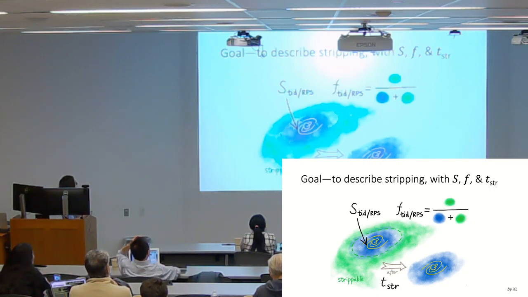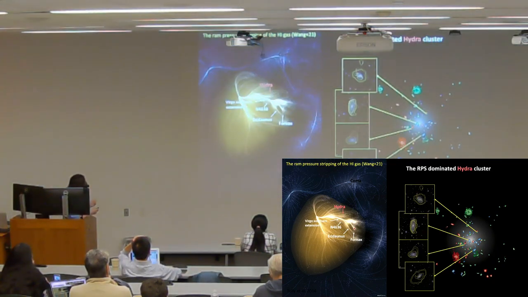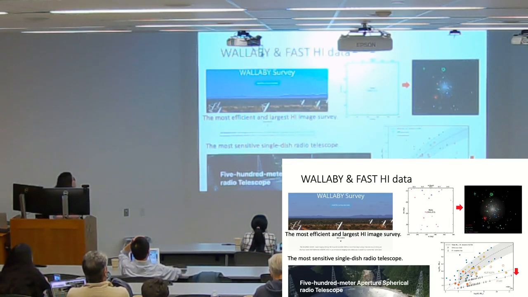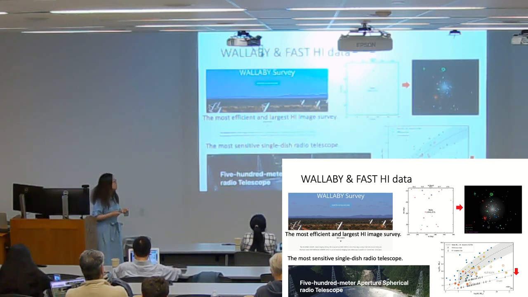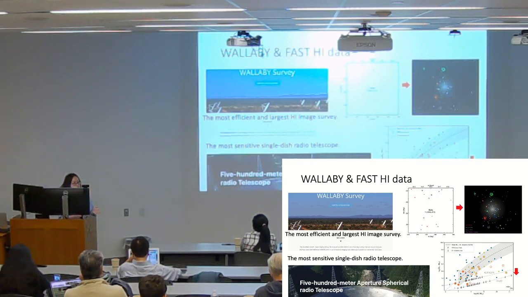So that was hard until recently. Until we have these observations with Wallaby, which is conducted at ASKAP. Instead of having integral H1 measurements for each individual galaxy, now we can have H1 images for a very large field of view. Here is the H1 image for the Hydra cluster, a 30 square degree field of view in one snapshot. And with FAST, the most sensitive single-dish radio telescope, we are able to push down the detection limit much more easily than before.